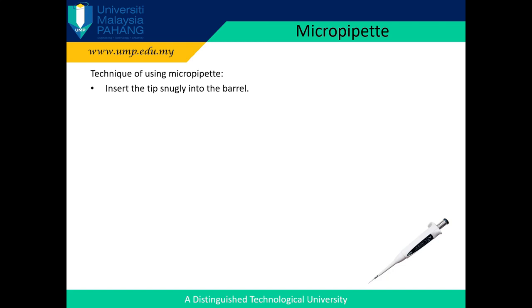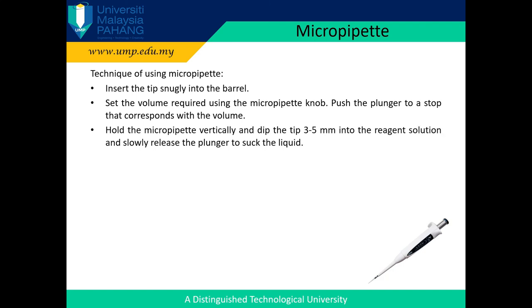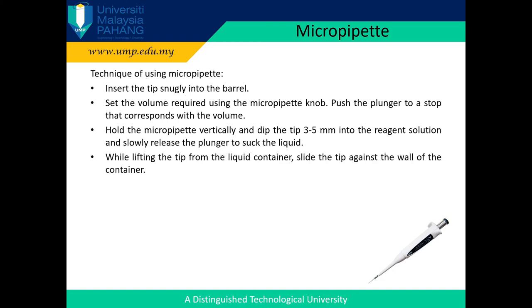Insert the tip snugly into the barrel, set the volume required using the micropipette knob, and push the plunger to a stop that corresponds with the volume. Hold the micropipette vertically and dip the tip 3 to 5 mm into the reagent solution and slowly release the plunger to suck the liquid. While lifting the tip from the liquid container, slide the tip against the wall of the container.